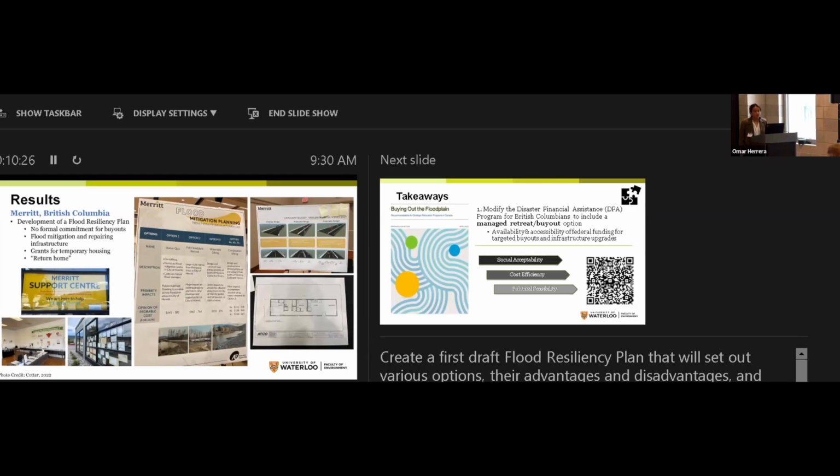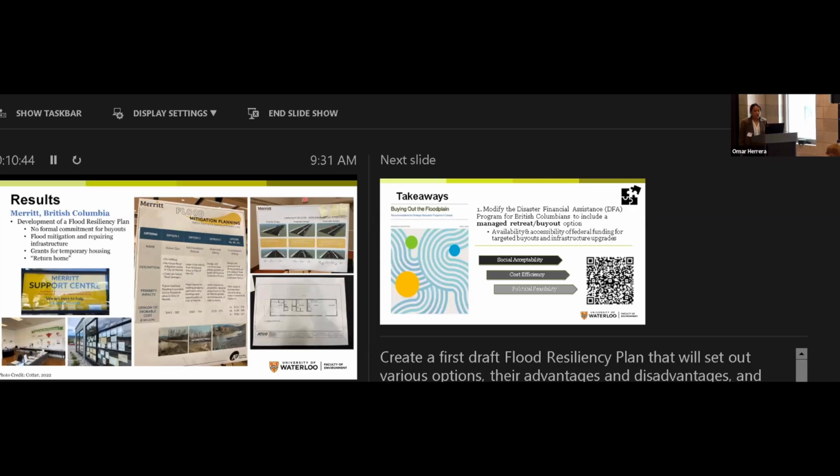We also saw on the other side of the spectrum, the buyout of the entire floodplain. 80% of the town is actually within the floodplain. And so similar to the first option, this option will not really receive serious consideration because you can't wipe out the entire city, but it was useful for comparison purposes.